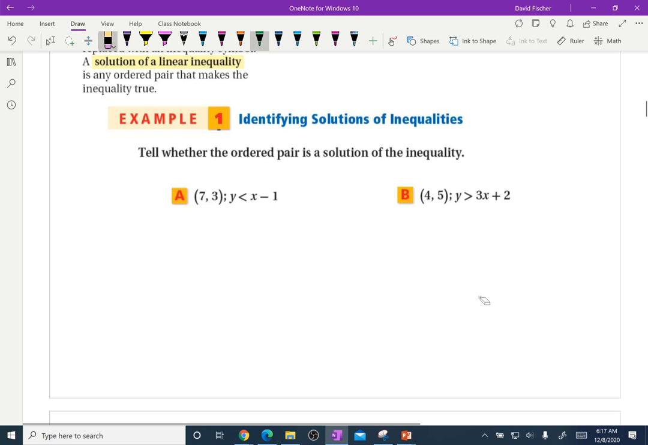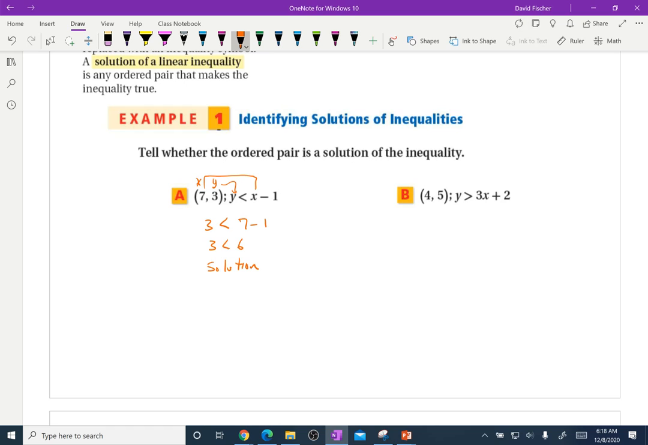All you have to do is plug these guys in and see if it's a true statement. This is my x value and this is my y value. So the y goes where the y is. So I have 3. It's less than, and that goes where the x is. 7 minus 1. We keep this 3 over here. 7 minus 1 is 6. Is 3 less than 6? Yes, it is. It's a true statement. So this is a solution.